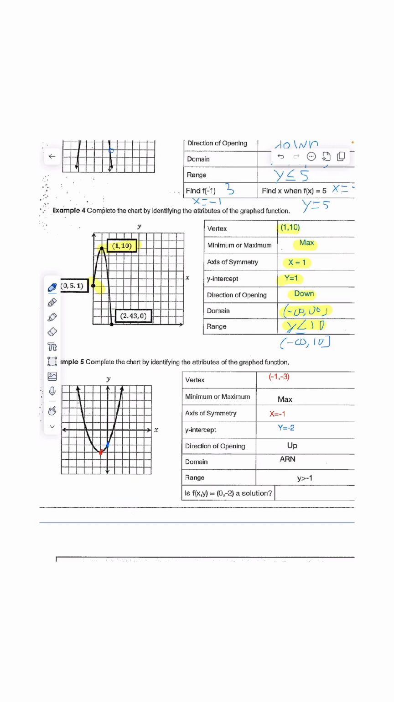On example 5, I color-coded each part. The vertex, I had color-coded in red, so you'll notice a red dot. I typed it in red, where that's the vertex, (-1, -3). Also, I color-coded the axis of symmetry, being the x value of the vertex, x equals -1. Does this graph have a minimum or maximum? I originally wrote max. I'm not sure why I wrote max, but it's definitely a minimum for this graph.